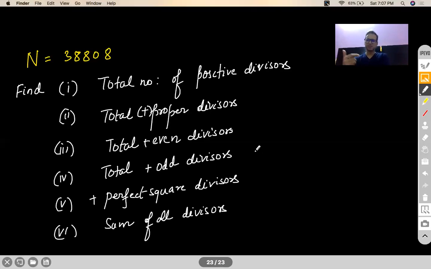So total number of positive divisors, total number of positive proper divisors. I think 1 and 2 are more or less the same. Total number of even divisors. So how many divisors are even? Total number of odd divisors. So how many of them are odd? Total number of perfect square divisors. So how many of them are perfect squares? And finally, the sum of all positive divisors. Positive, I have to write every time. Yeah, let's do this. First one first.